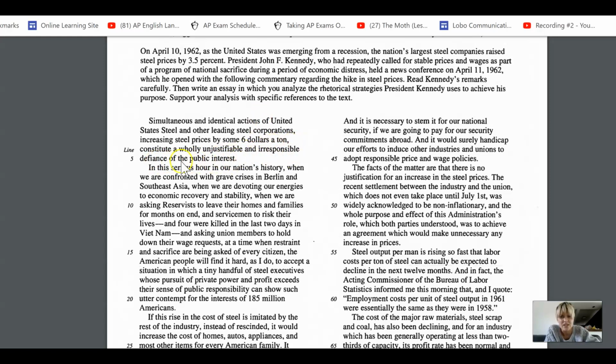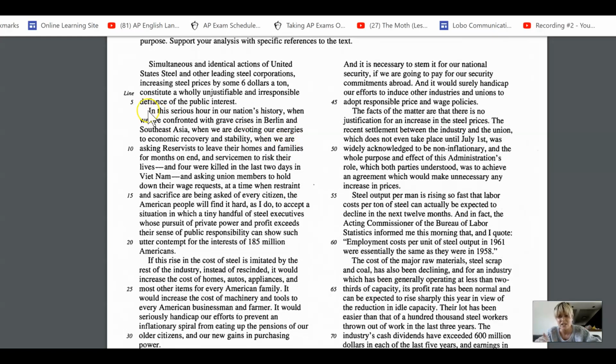So up front, what is he doing here? We can see that he's really just setting up his thesis. He says it right up front. Like what they're doing by raising prices is totally irresponsible. So we have his thesis up front. That's a rhetorical choice. He's like, let me tell you this sucks, and I'm going to be really clear about that up front. So let's get back into the next paragraph.